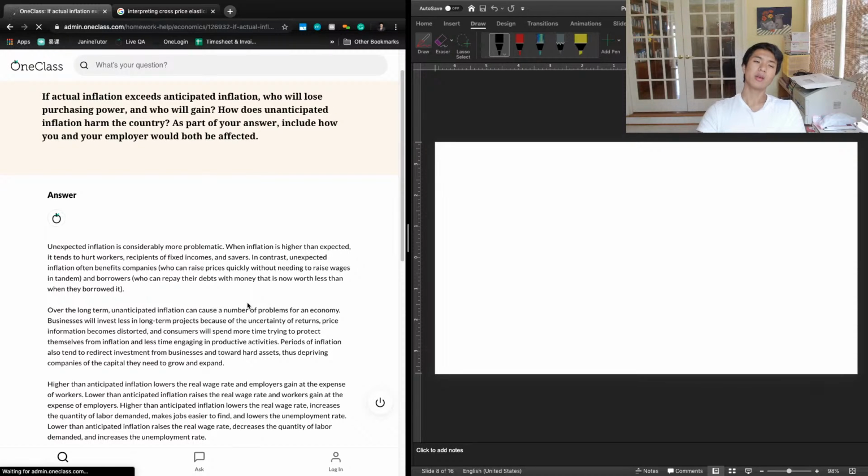Okay, this question says, if actual inflation exceeds anticipated inflation, who will lose purchasing power and who will gain? How does unanticipated inflation harm the employer and harm the country? As part of your answer, include how you and your employer would both be affected. So we know that inflation is when the prices go up so that the purchasing power of the dollar goes down, right? And so we're asked to distinguish between actual and anticipated inflation, which is saying that when people don't have the ability to prepare for inflation, that's when we talk about when actual inflation exceeds anticipated inflation.